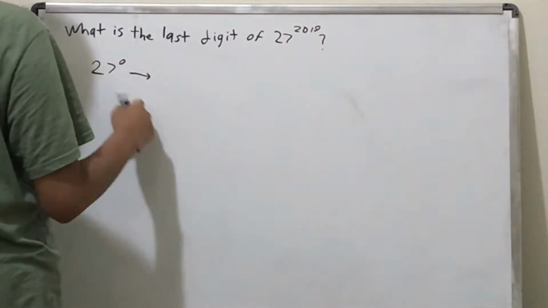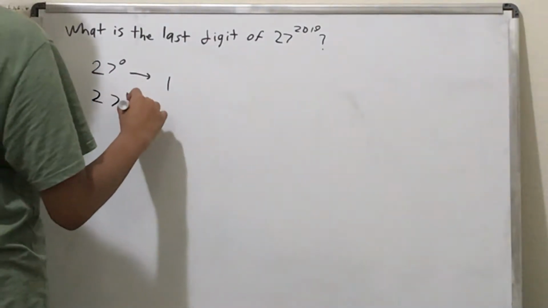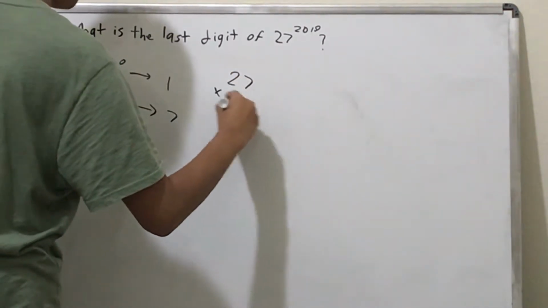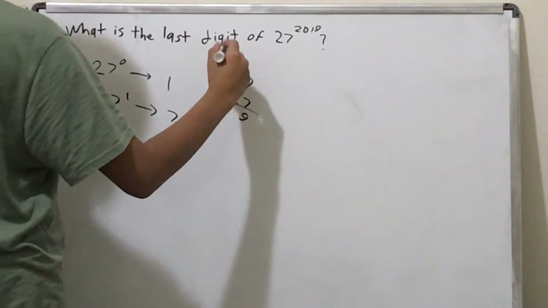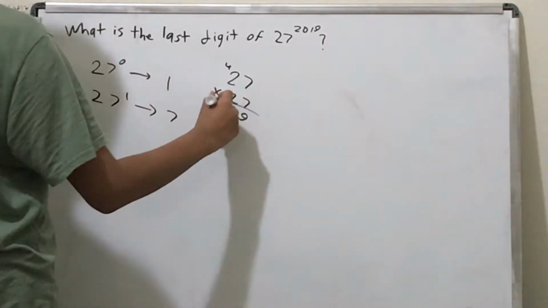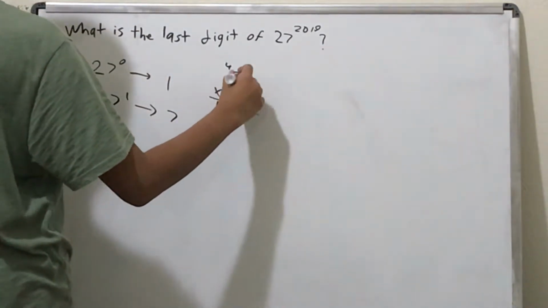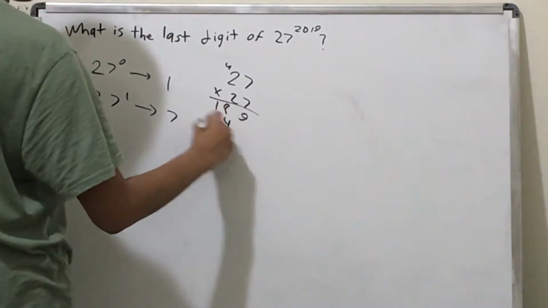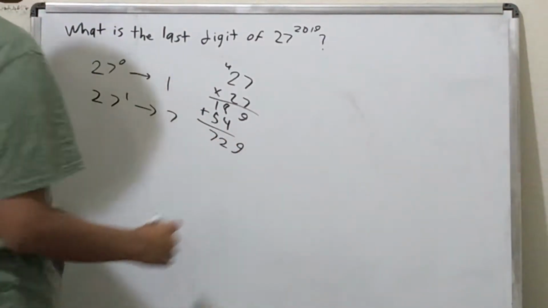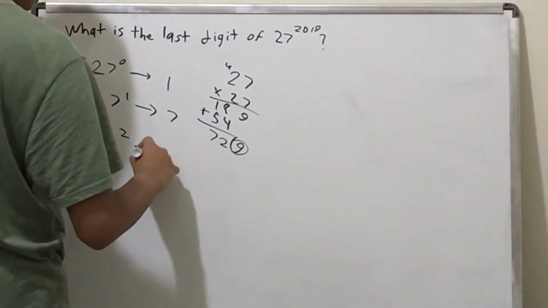Let's see, 27 to the 0 is simply 1, so the last digit is 1. 27 to the 1, the last digit is 7, obviously. Next up, 27 squared, which is 27 times 27. 7 times 7 is 49, and you keep the 4 right here. Then 2 times 7 is 14, and adding the 4 gives 18, so we get 189. So the last digit is 9. So 27 squared ends in 9.